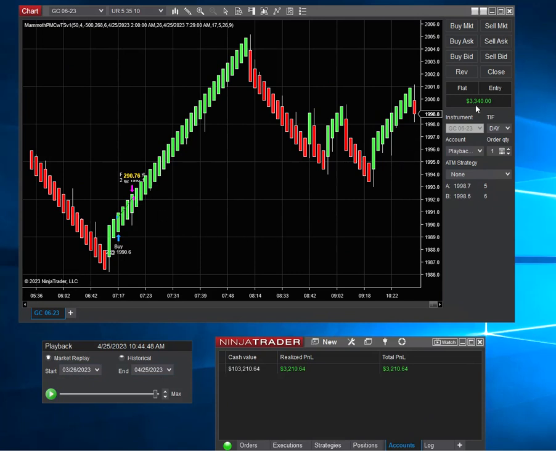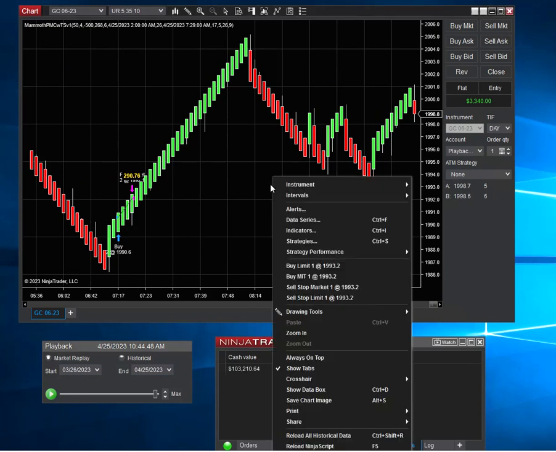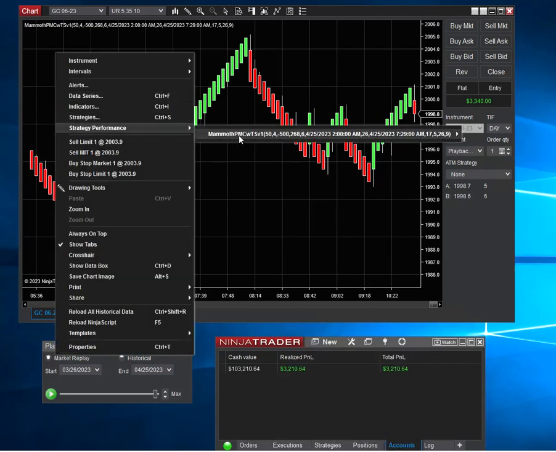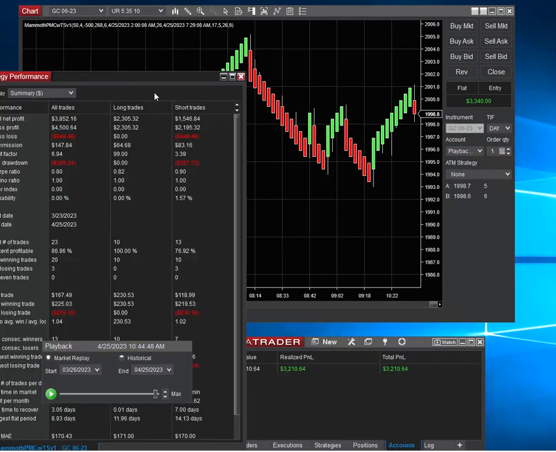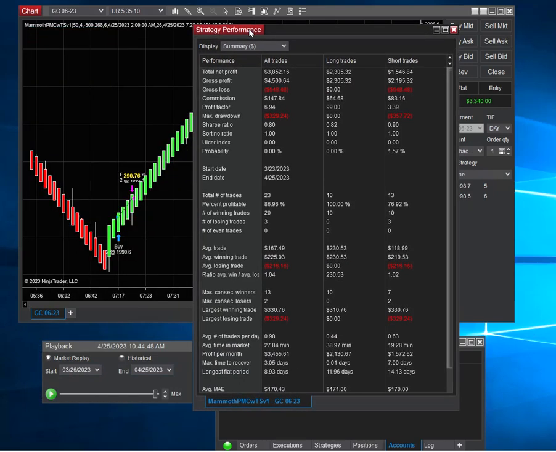So far, we have this realized P&L of 3,000. And you look at the strategy performance. It'll give you pretty clear data that we have this profit factor, right? We have 23 trades and 20 winning trades and 3 losing trades. The trades basically are the trailing stop. The max drawdown is 329, and you look at this net profit.